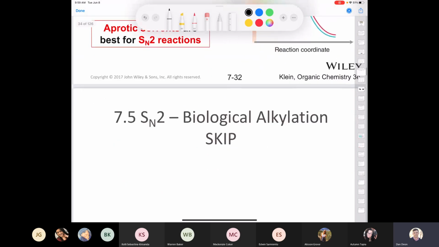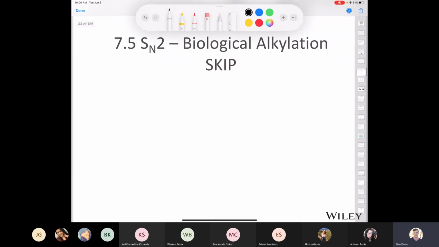The next section deals with biological alkylation and SAM, which is an acronym that I'll let you read about. This is something that you will talk about in your biochemistry class, and I know that several of you have enrolled in biochemistry or are thinking about taking biochemistry. So we skip it in Organic Chemistry 1, but if you want to take the time to read that, go ahead and do that. I highly recommend it.